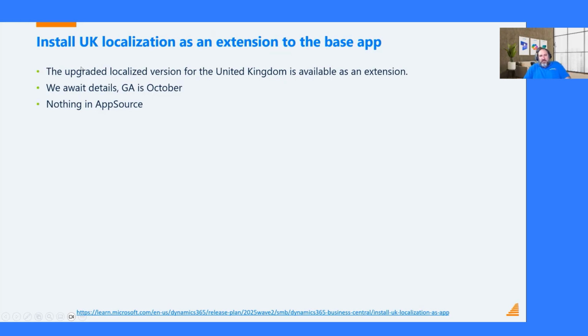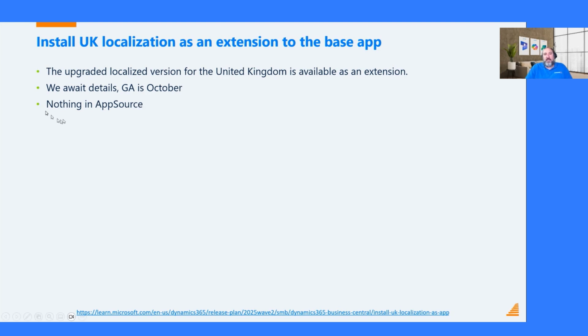Install the UK localization as an extension to the base app. I've heard a lot of discussions about this, and I've seen a lot of threads talking about this. Basically, what they're going to do is the UK localization is not going to be a separate app anymore. This is part of Microsoft's delocalization, where pretty much they're trying to move all functionality back to the base app and then have every country's localization as an actual extension.